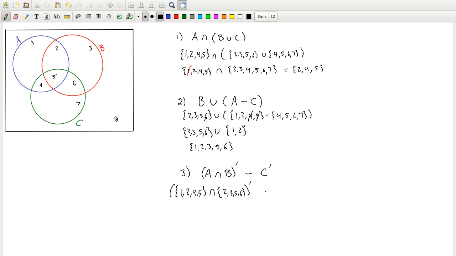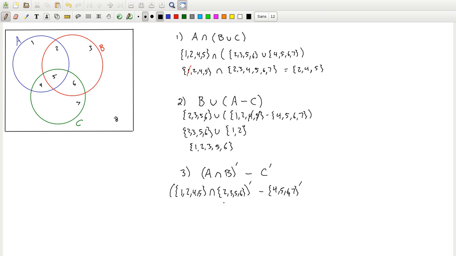Bring down the complement sign, bring down the subtraction, and then set C, that contains regions 4, 5, 6, and 7. And we bring down the complement on that also. So we want to take care of what's in the parentheses first.